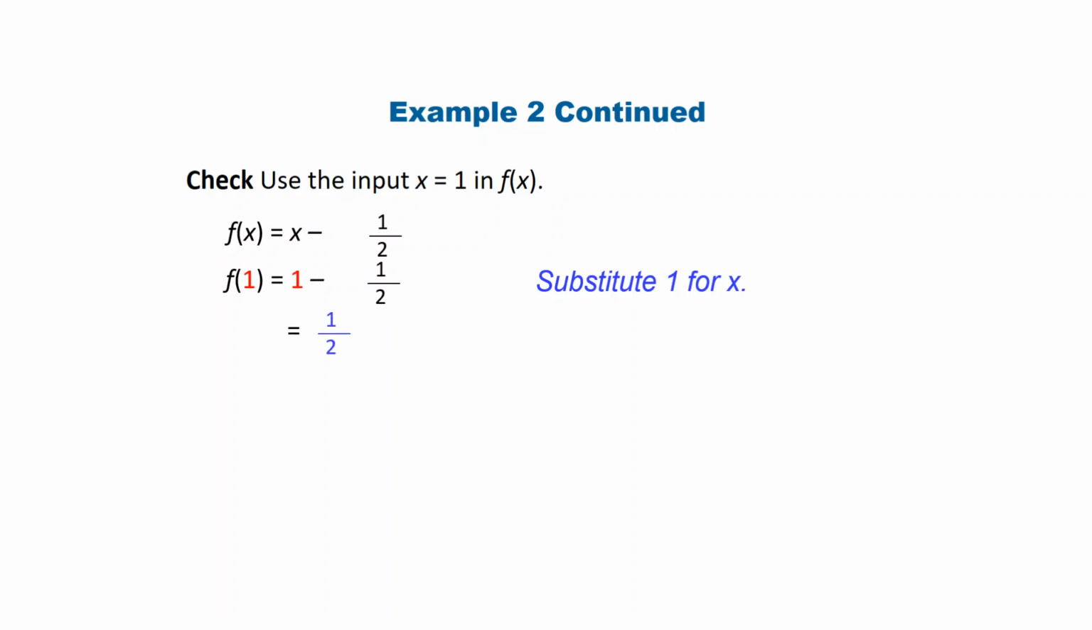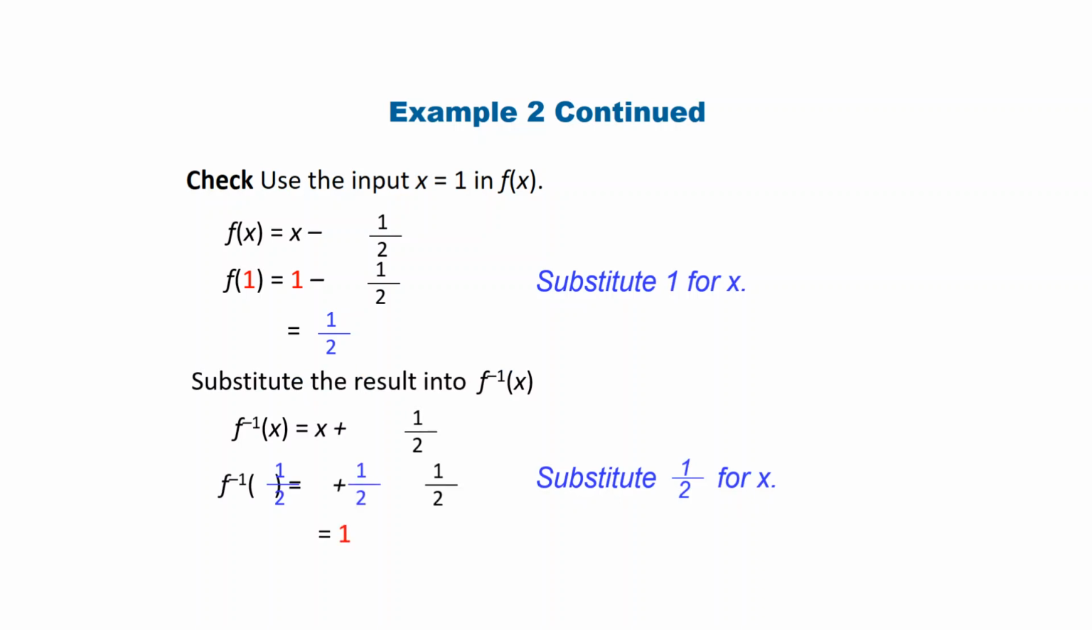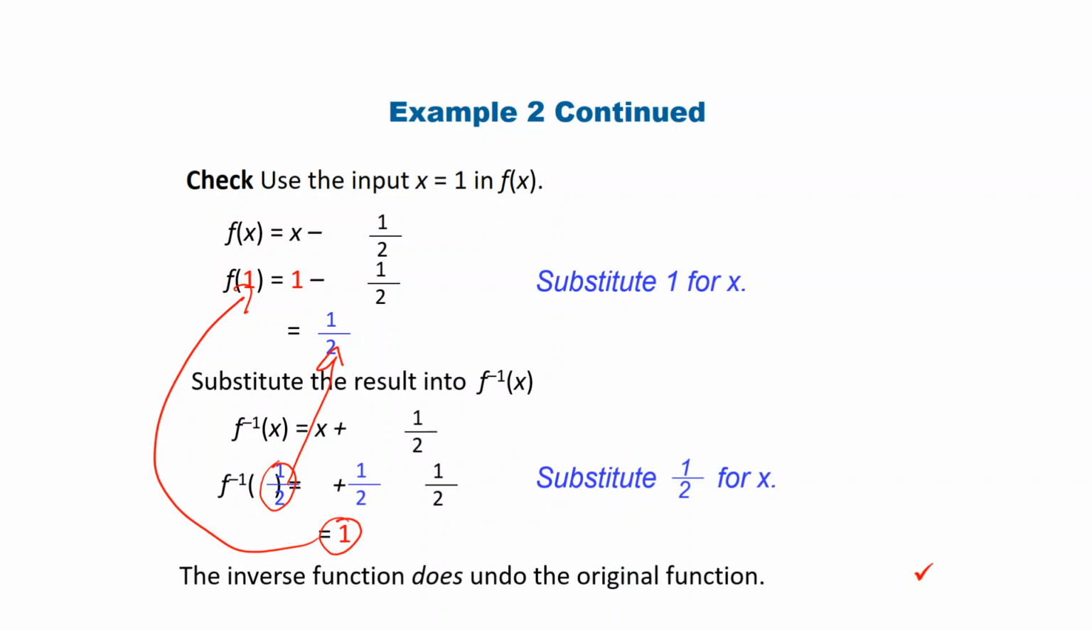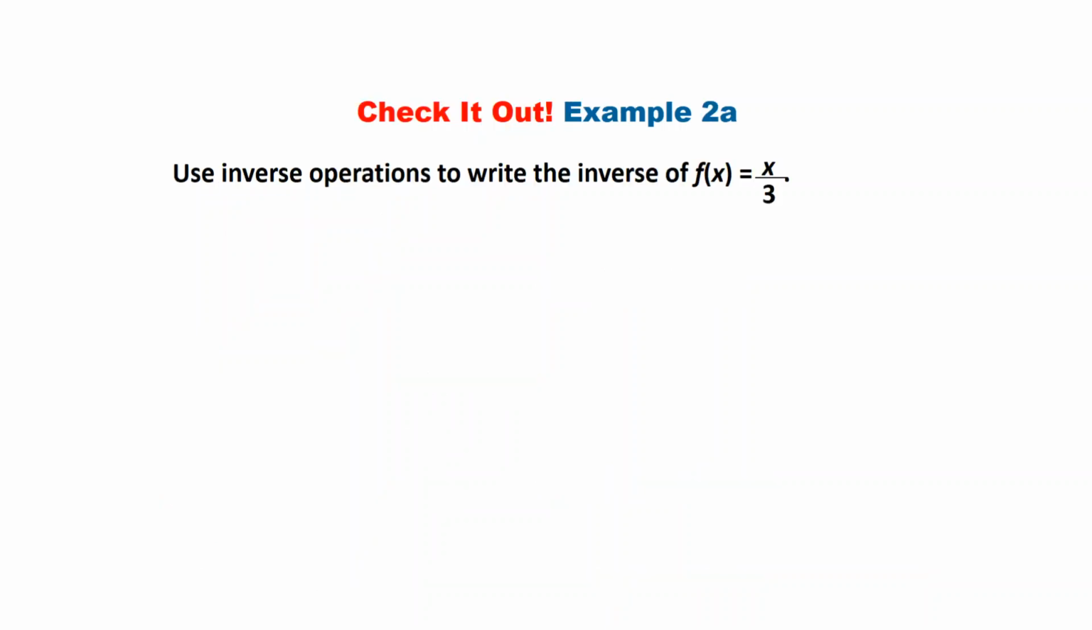And as you can see, if I use 1 as my input, 1 minus 1/2 is the same as 1/2. So now I'm going to use 1/2 as my input. All right, and so when I use 1/2 as my input, I end up with 1 as my output. So that is the exact same as what I had. So that tells me my functions are inverse of each other. The inverse function does undo the original function. All right, try this one on your own.